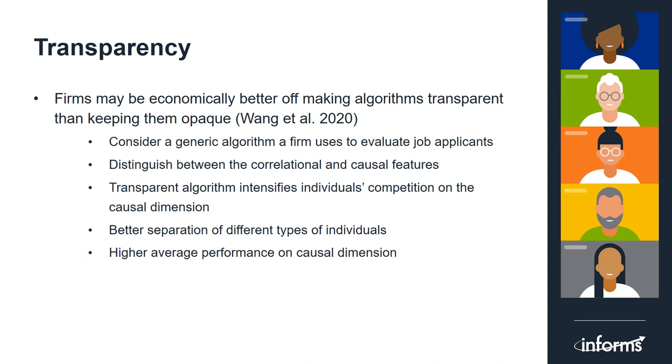They show that although algorithmic transparency makes it possible for the low-type applicants to game on the correlational features, it may intensify individuals' competition along the causal dimensions. The more intense competition has two effects. The first effect is that there will be a more clear separation between the high-type and the low-type applicants on the causal dimensions. And the second effect is that individuals' average performance on the causal dimensions and their productivity will also increase. When these two positive effects dominate the negative effects of user gaming, the firm is better off making the algorithm transparent.